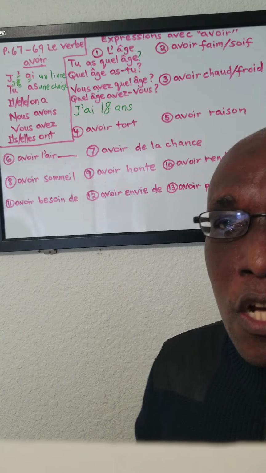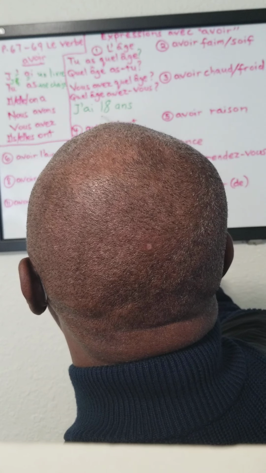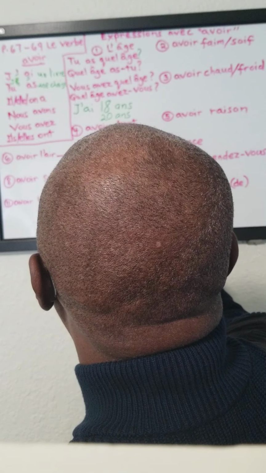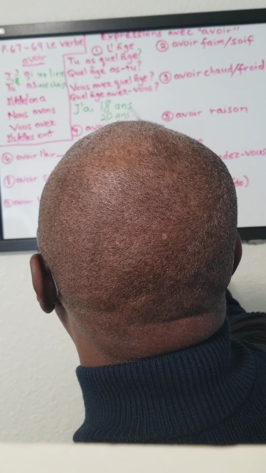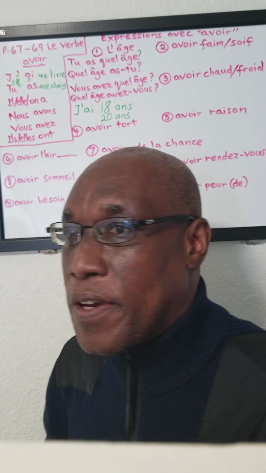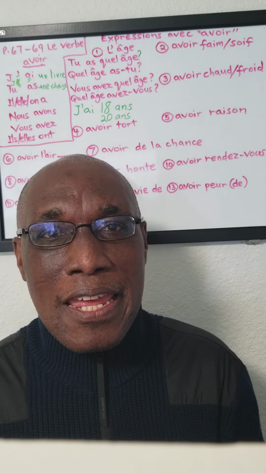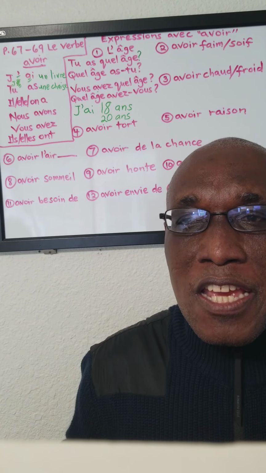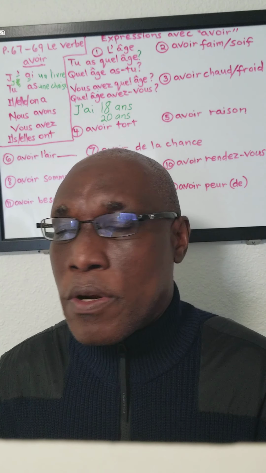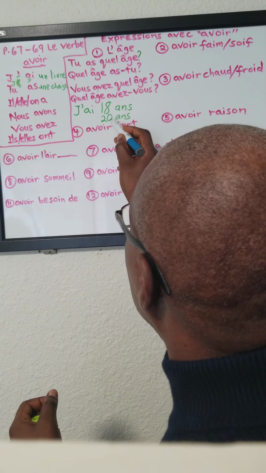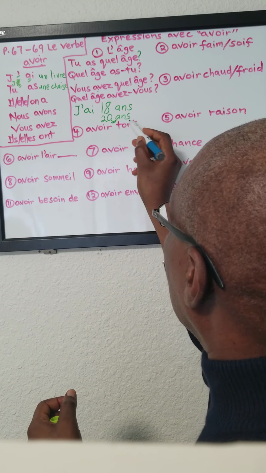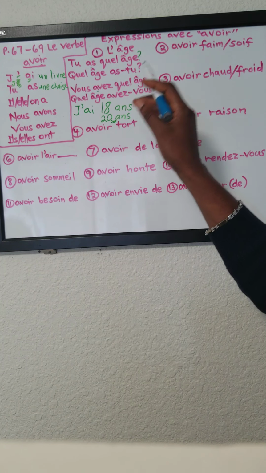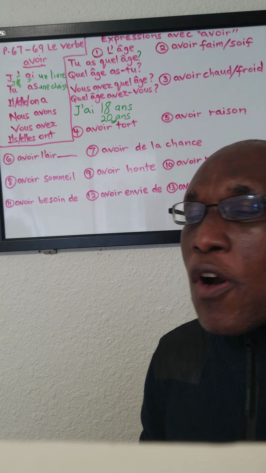If you're 20 years old, you will say j'ai 20 ans. Remember, 20 has a T at the end. That's why you will say 20 ans. You hear the T sound when you're doing the liaison, right? J'ai 20 ans. The T and then followed by the ans. Okay. Ça va? So age is expressed with the verb avoir.